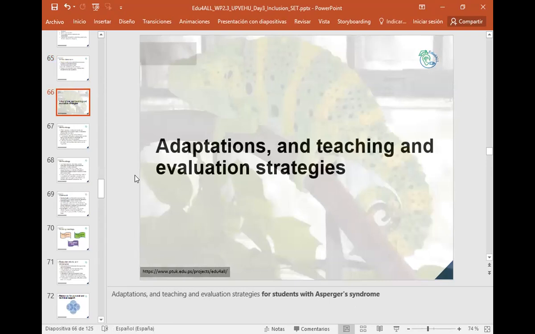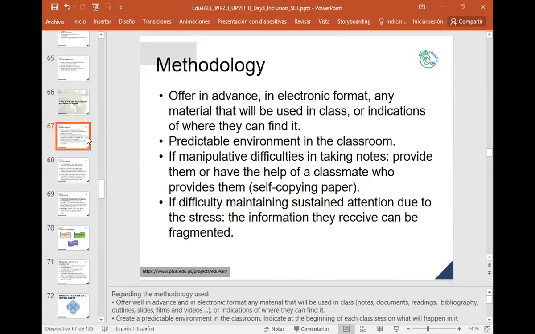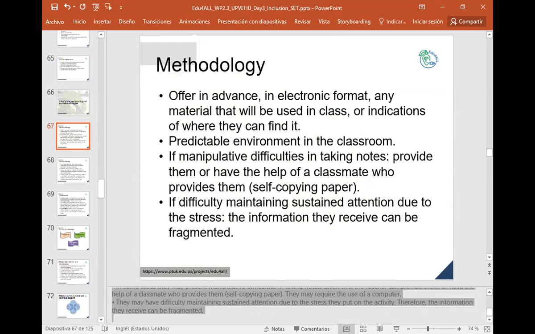Some adaptations and teaching and evaluation strategies for these students. Regarding the methodology used, offer well in advance and in electronic format any material that will be used in class: notes, documents, readings, bibliography, outlines, slides, films and videos, or indications of where they can find it. Create a predictable environment in the classroom. Indicate at the beginning of each class session what will happen in it, activities, duration of them, whether they will be individual or in a group, etc. Follow the indicated structure and avoid unexpected changes.